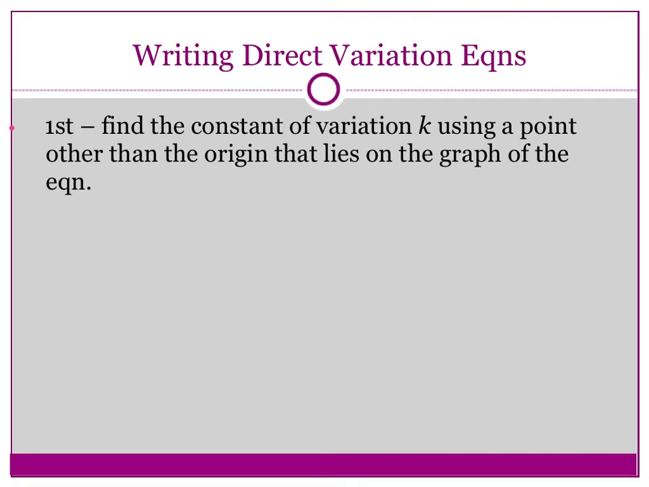When we go and try to write a direct variation equation, we do have 2 steps that we have to follow. One, you first have to find the constant of variation, k, using a point other than the origin. So we cannot use the origin, because if you think about it, y equals kx kind of looks like y equals mx plus b, with the exception of there's no b value. So if I were to graph this, and this is just a really rough sketch, my b value is 0.